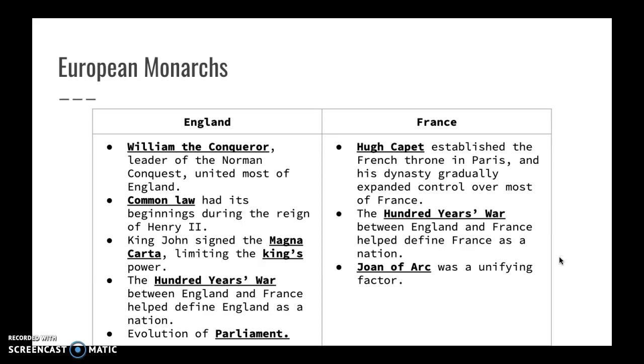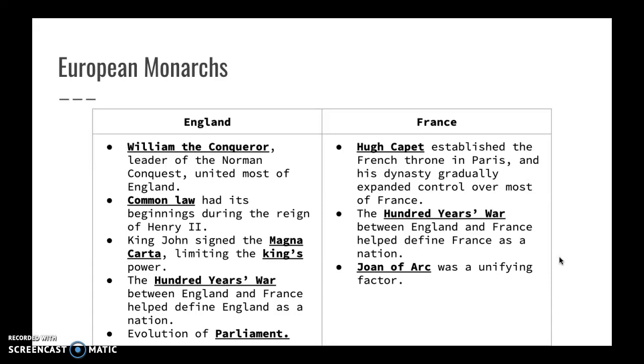Following him, England becomes even more united under a common law that creates a law system that affects all the people within the kingdom. King John signs the Magna Carta, which limits the king's power and gives power back to the nobles, and that's how we see the evolution of Parliament developing and becoming more of a law system that they have to follow. The 100 Years' War, both for England and France, helps them to create their identity as a country. Because they are fighting in that war, their people are starting to recognize themselves as English or French.